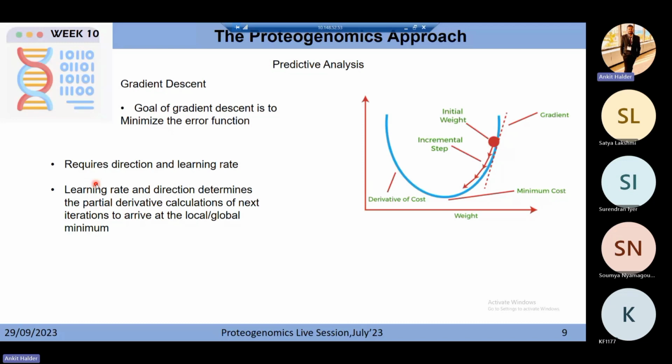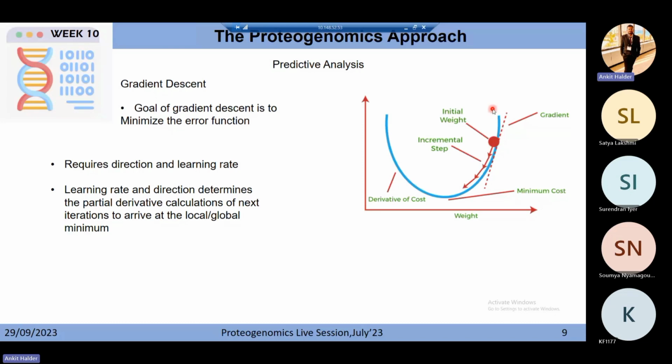So not only are directions required. If you are going in this direction, then only will the partial derivative come to zero at the local minimum level, where the partial derivative is coming lower than this point. Now if you go in the other direction, the error will come in the opposite direction, and it will find the local maxima, not the local minima.